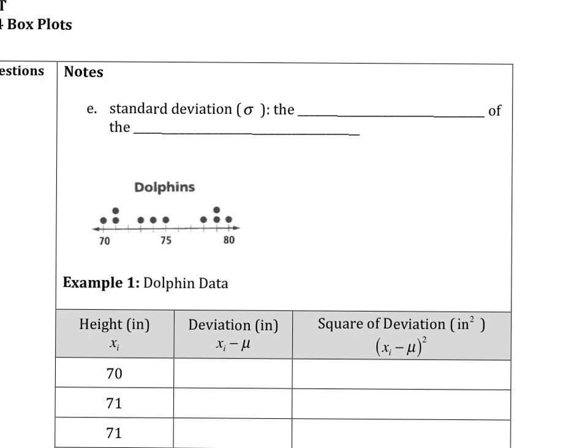On the next page, this is probably the most common phrase you're going to hear: the standard deviation. Standard deviation is just the square root of the variance. So whatever number we get after we take the average, all we do is take the square root.